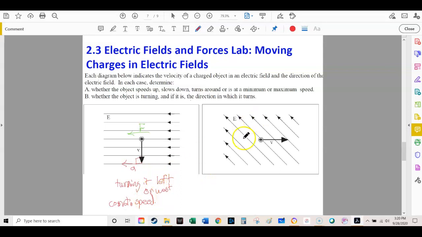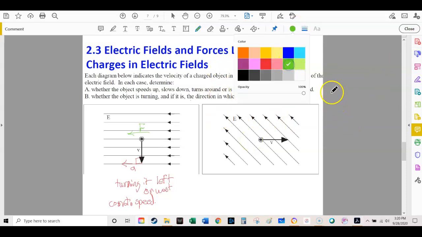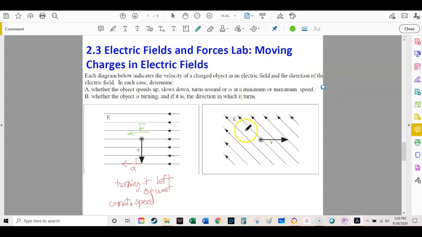So there we go. Why don't you try this next one? Okay? So take a moment, pause the video, and try this one for yourself. Okay. Well, this electric field is going to create a force in the direction of the electric field. Okay, this is a positive particle again, so a force is going to be created in that direction.